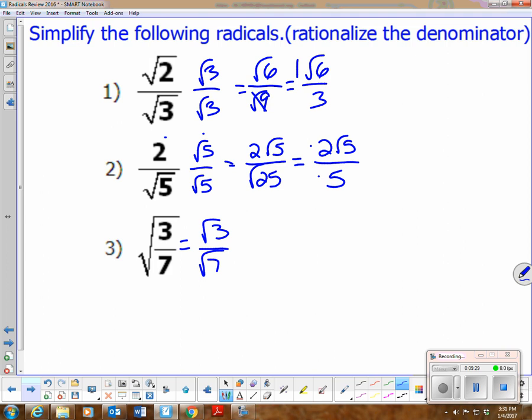Multiply by one version of 1, and our version of 1 this time was going to be square root of 7 over square root of 7. So that's the square root of 21. Now that's the square root of 49, right? Well, let's just go straight to the 7. Let's kind of cut out that step there and make that a little bit easier.